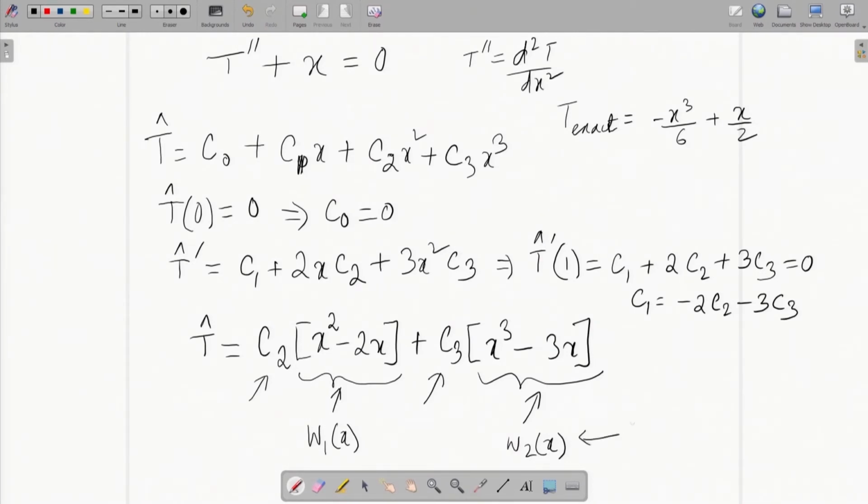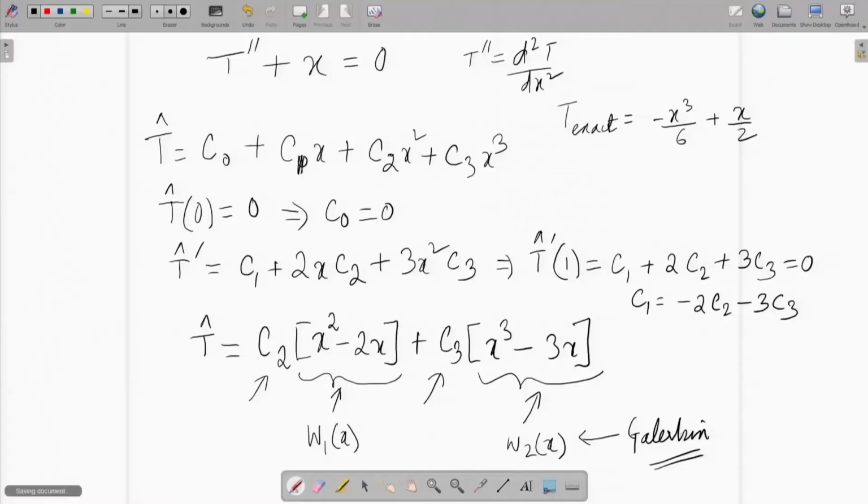Remember that this consideration is based on what was proposed by Galerkin, that the weighting functions would come from the trial function itself, and therefore, we do not have any separate proposal for the weighting functions. We are deriving it directly from the trial function. Let us go ahead with the next step.